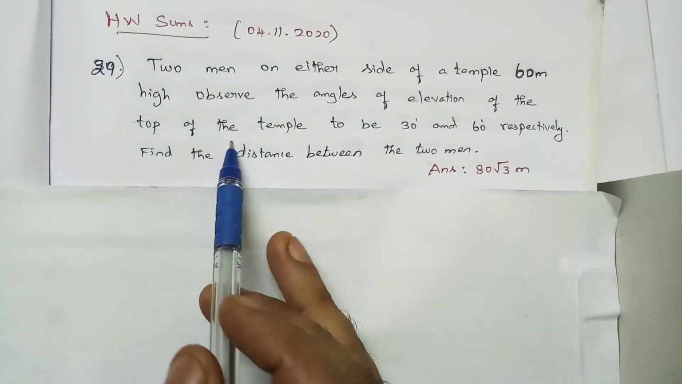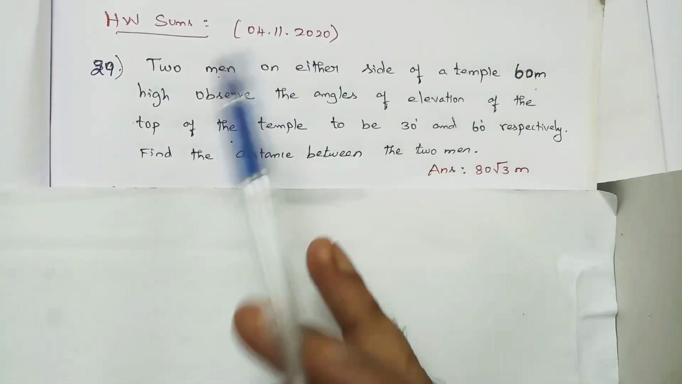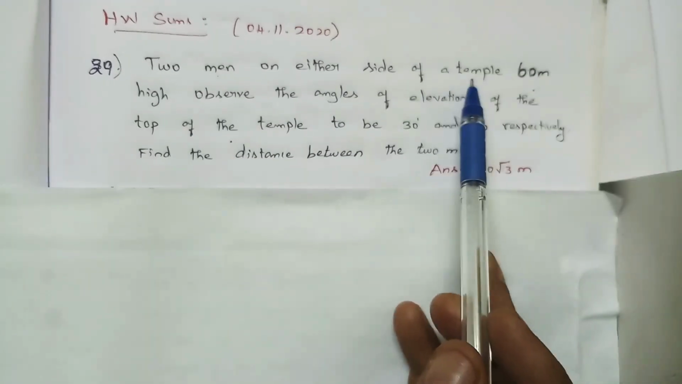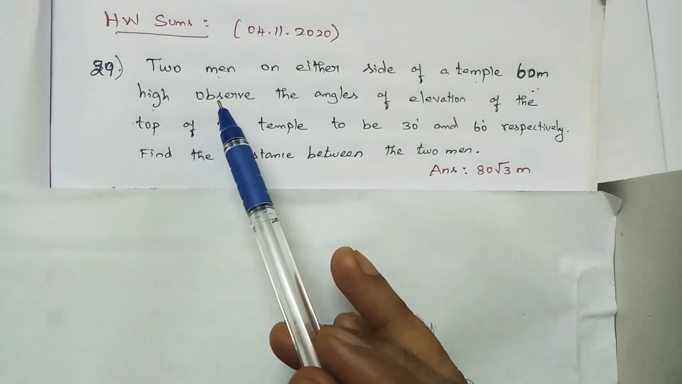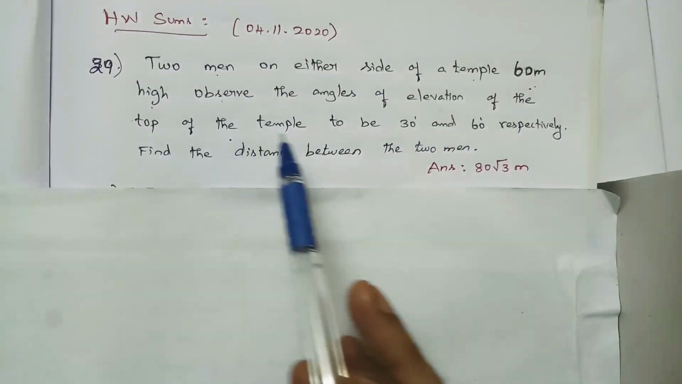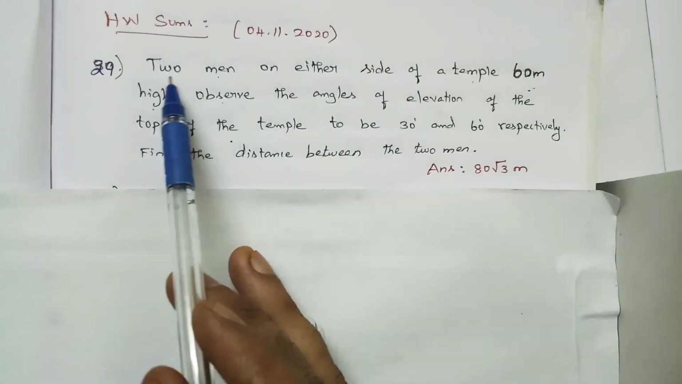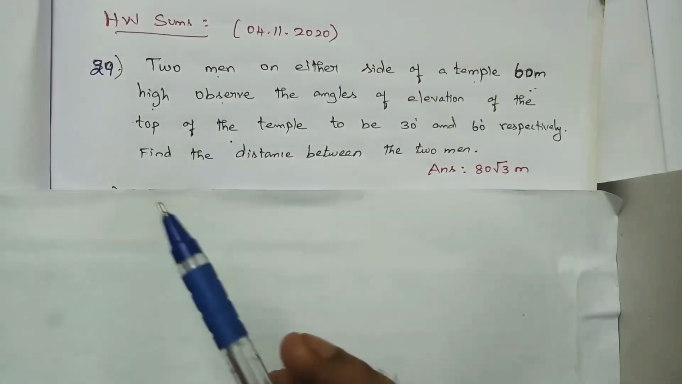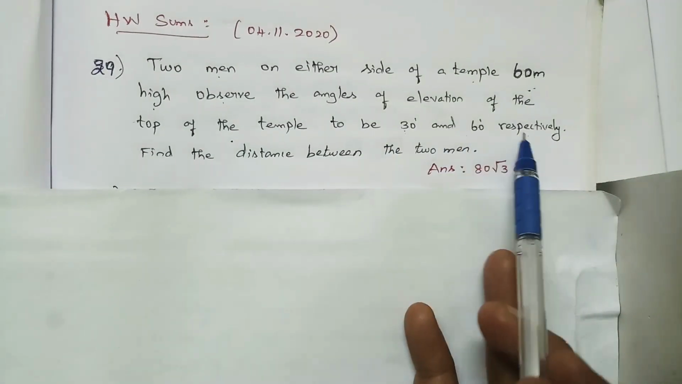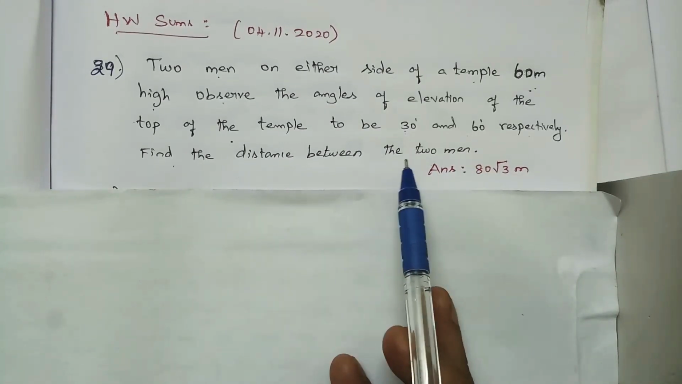Sum number 29. Two men on either side of a temple, 60 meter high, right? Which one is the 60 meter high? The temple height is nothing but 60 meter. They observe the angle of elevation of the top of the temple to be 30 degree and 60 degree respectively. Find the distance between the two men.